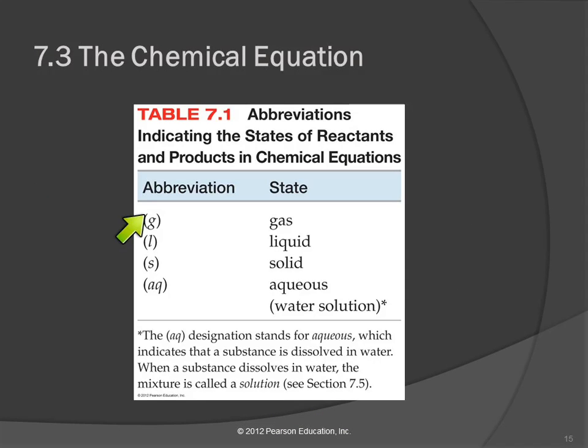So G is for gas, L is for liquid, S is for solid. AQ means aqueous, meaning it's dissolved in water. It's a little bit like the word agua. Aqueous, dissolved in water. When something is dissolved in water, it's a mixture and we call it a solution. And we'll talk a lot more about solutions later.